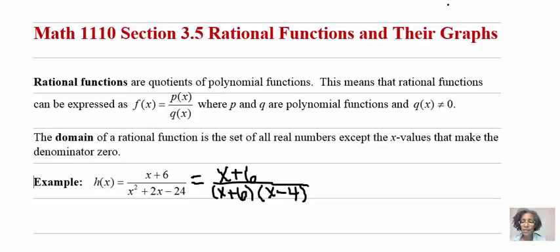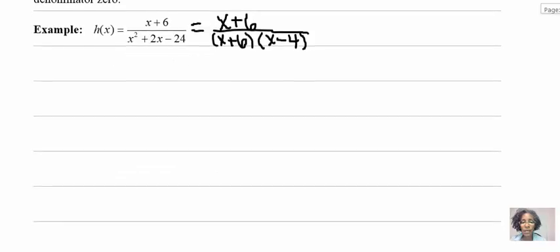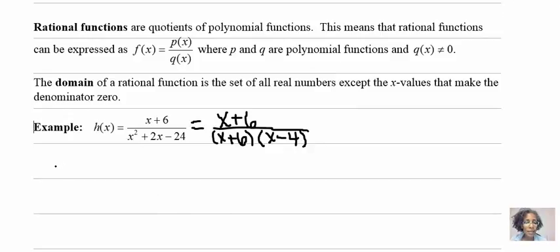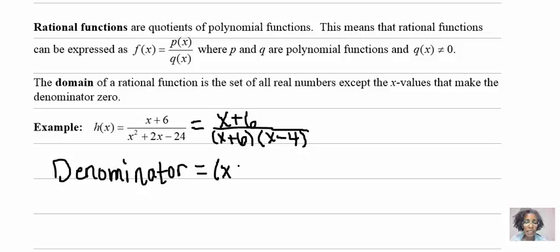Now, the definition stated that the domain is the set of all real numbers except the x values that make the denominator 0. So notice our denominator is this factored expression. So our denominator, which is the quantity x plus 6 times the quantity x minus 4, is what I cannot have equaling 0.